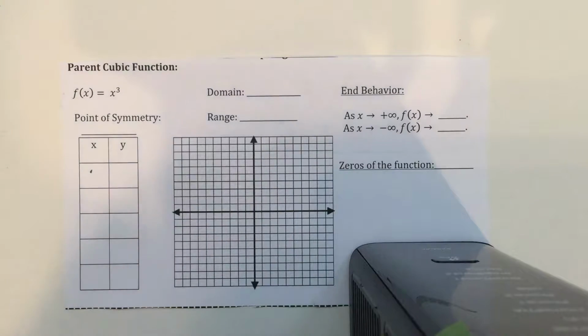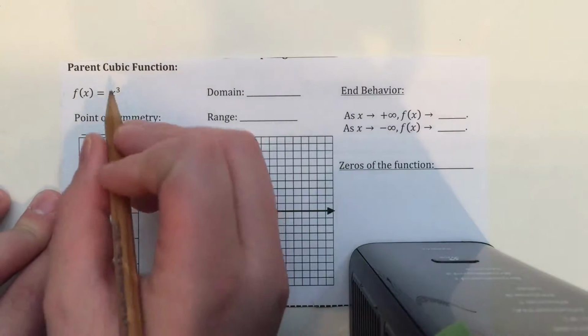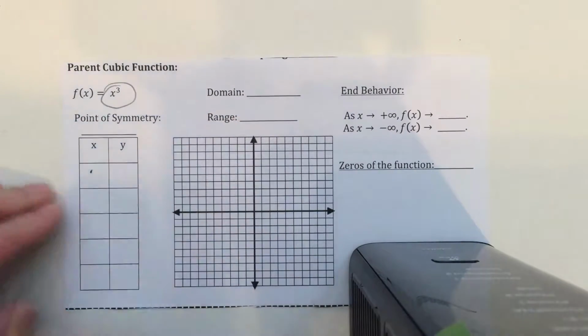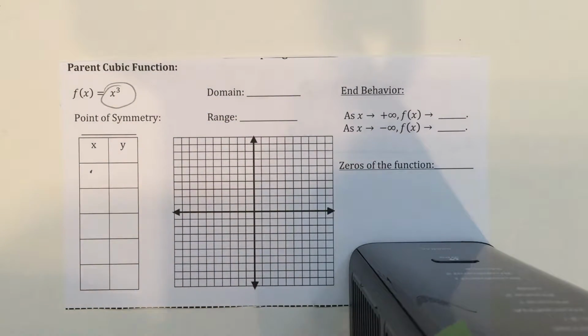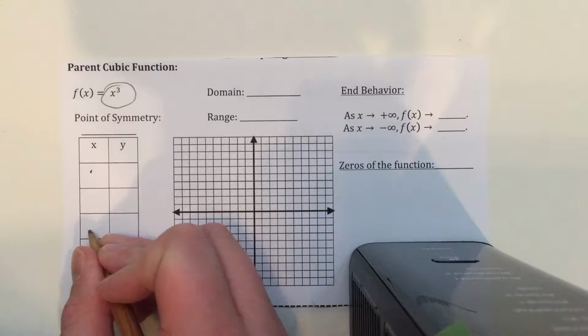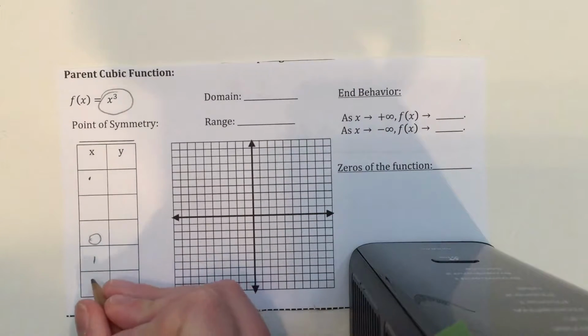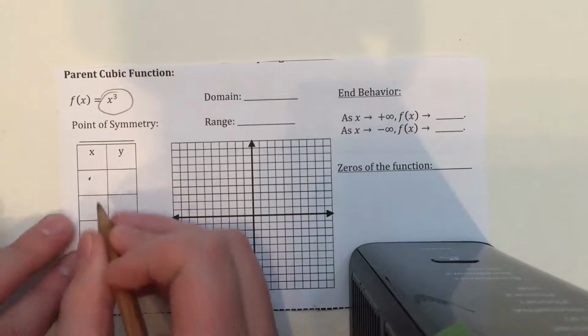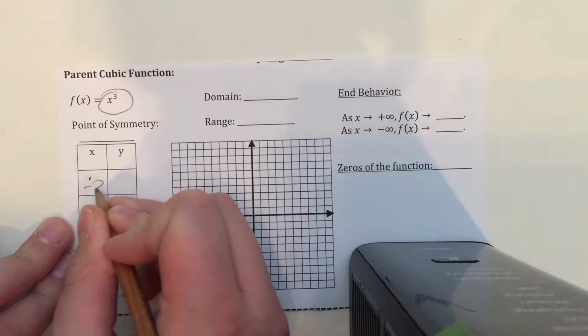Alright, the first thing that we need to learn is what is the parent function and what does it mean. So right over here, this is the parent function, f of x equals x cubed. Now let's get our points down and see what we have. So let's start with putting our x's in. We'll put 0, 1, 2, and we'll put -1 and -2.